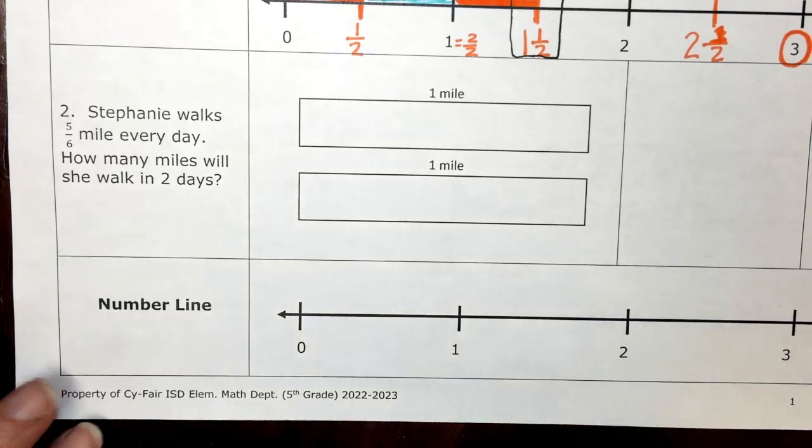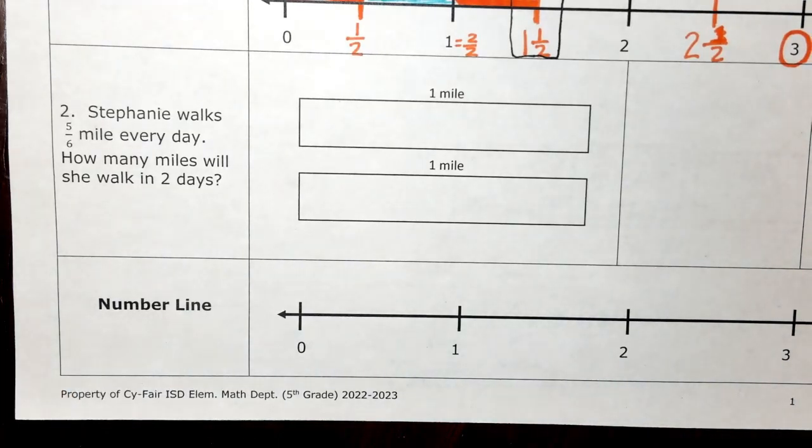All right, let's look at our second story. Our second story is about Stephanie and her walking some distance. So it says Stephanie walks 5/6 miles every day. How many miles will she walk in 2 days?